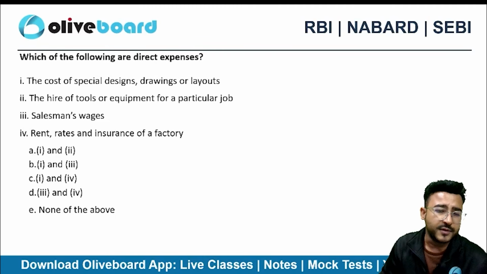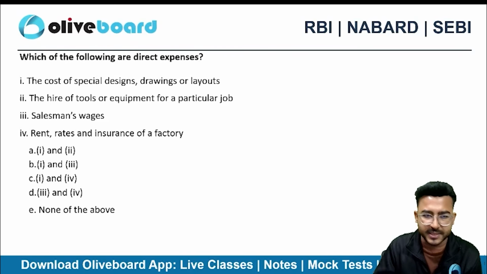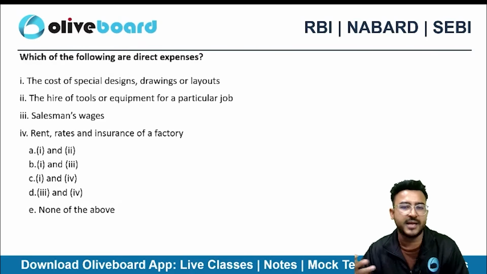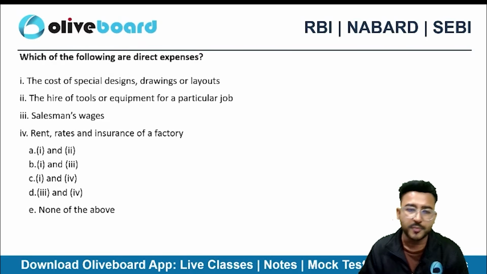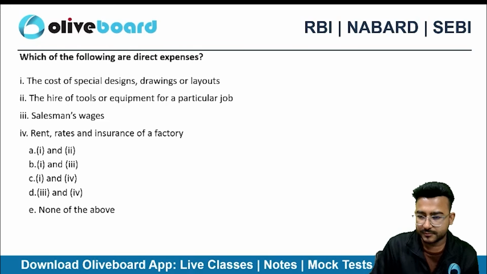Next one: which of the following are the direct expenses? Now here you need to identify the direct expenses. The very first one, cost of design, a special design, drawing or layout. Option number 2, the hire of tools or equipment for a particular job.